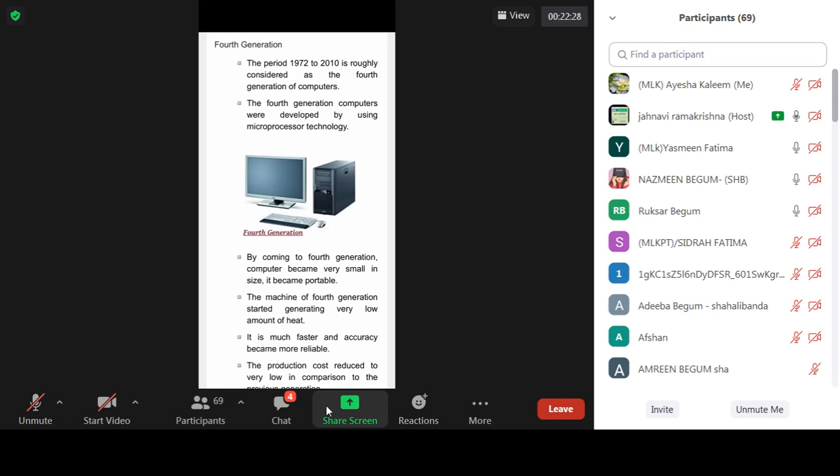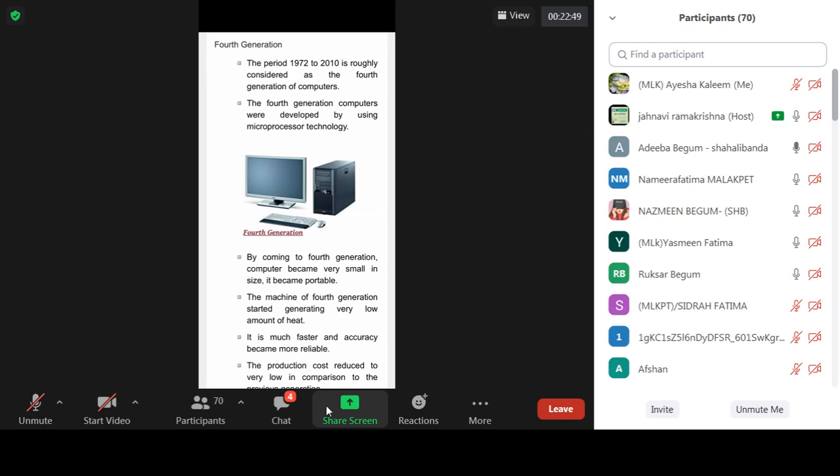Now, can anyone say what GUI is? Graphical user interface. What does graphical user interface mean? It allows the user to interact with electronic devices through graphical icons and audio indicators, to see pictures and so on. Yes, those are the features.